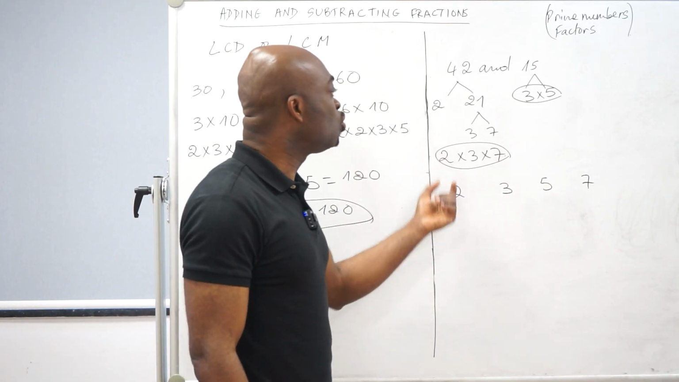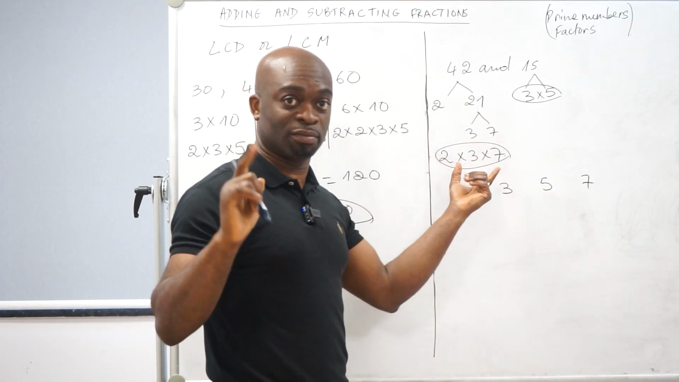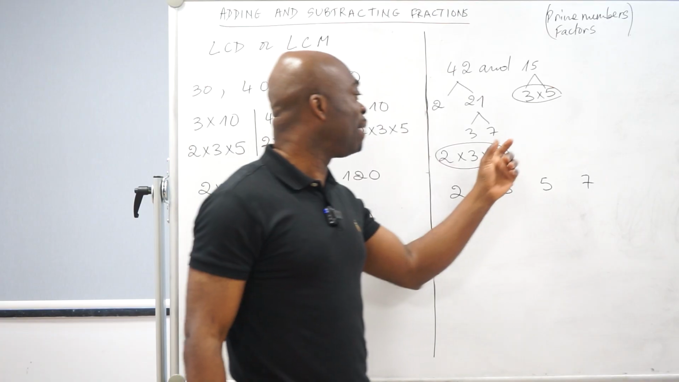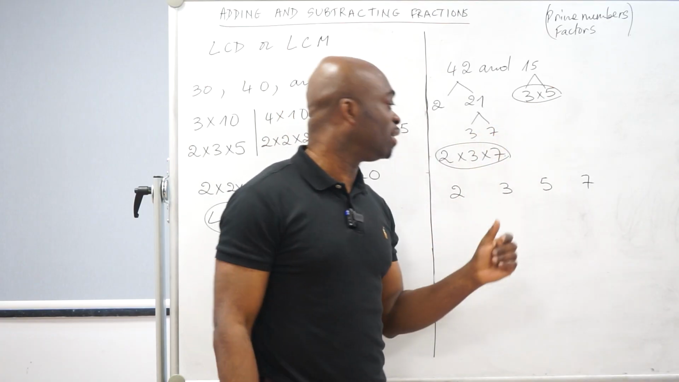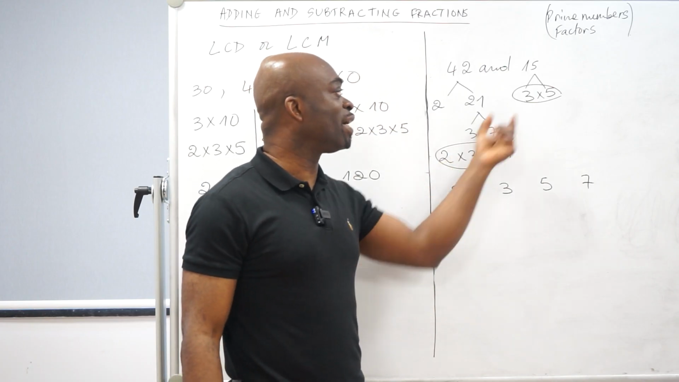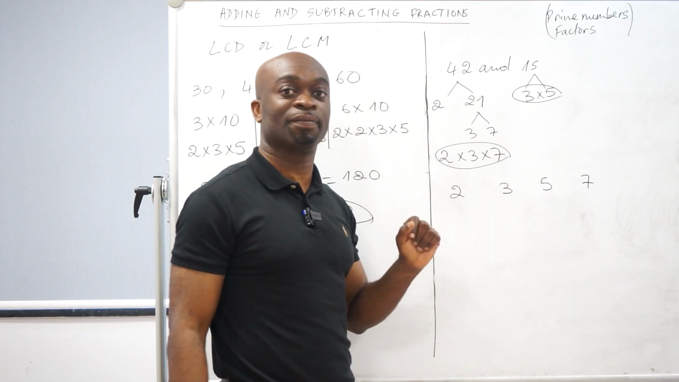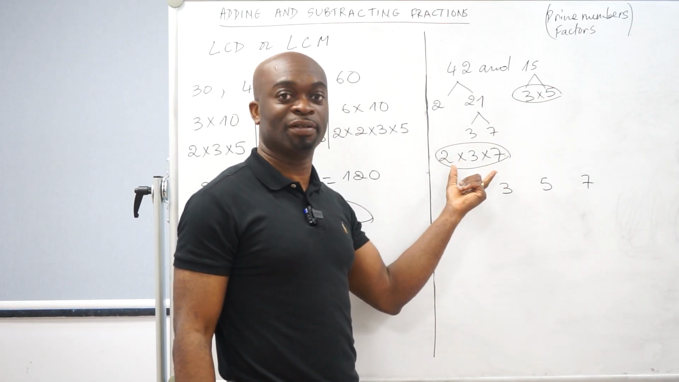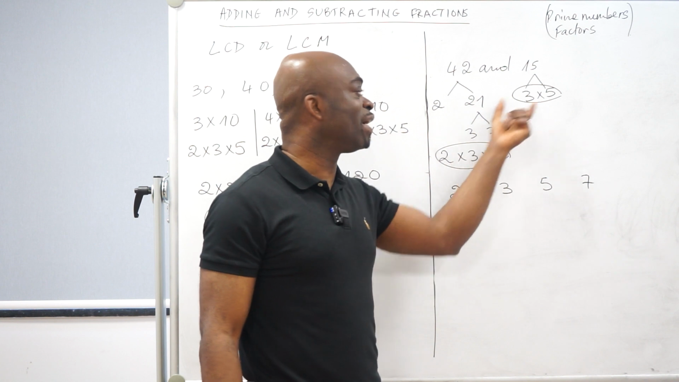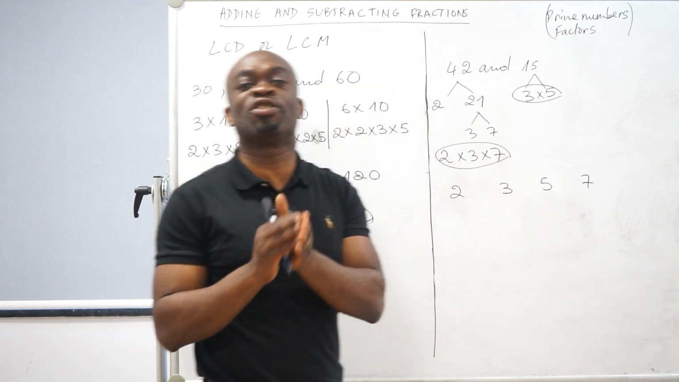So, 2, how many times do we have 2? Once. So we're going to take 2 only once. How many times do we have 2 in 15? So there's no 2 here. How many times do we have 3? Once here, so we're going to take 3 once. How many times do we have 5? Once here, 0 times here. How many times do we have 7? Once here and 0 times. So we're taking each of these numbers only once.